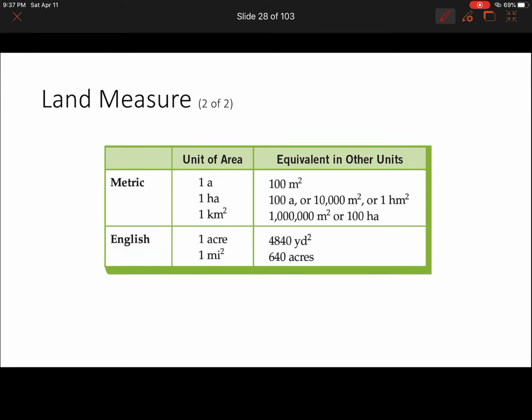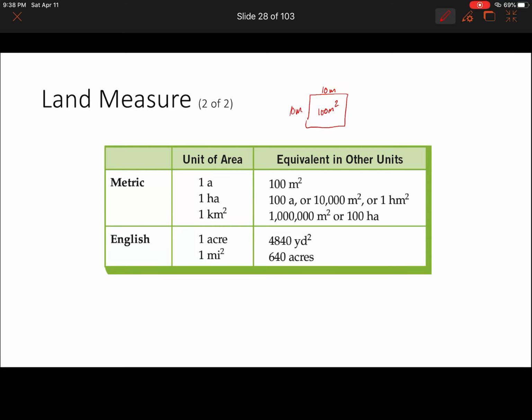So, here's how it all sort of works. In the metric system, an R, again A-R-E, is 100 meters squared. So that's 10 meters by 10 meters. Okay, so you can think about a square 10 meters by 10 meters would give us 100 meters squared for that area. That would be an R.